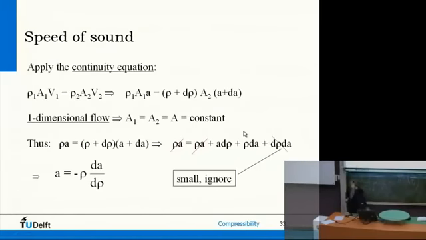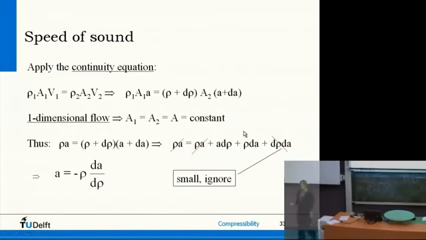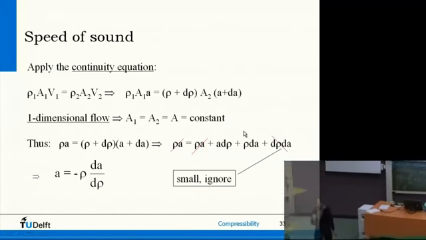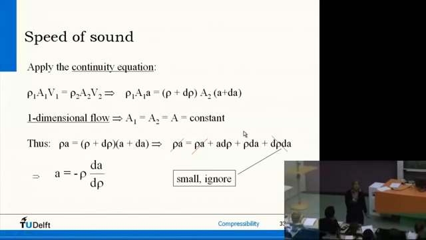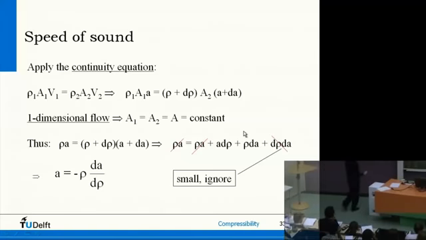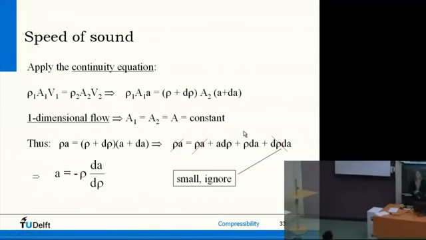Now, what sort of relation can we find for this speed of sound? It's sometimes called A. In Anderson, he uses A for speed of sound. Quite often it's also C, but it depends on your notation. I'll use A. First thing we do is we say mass is conserved.